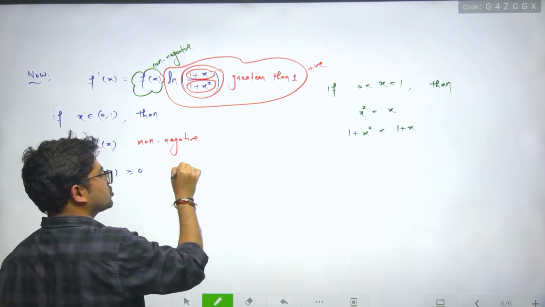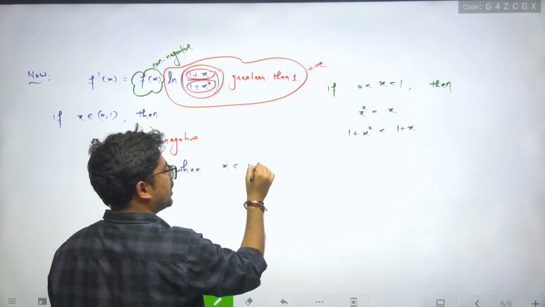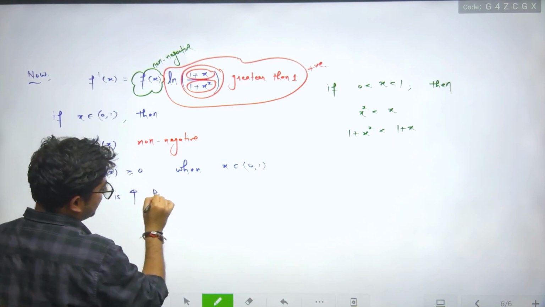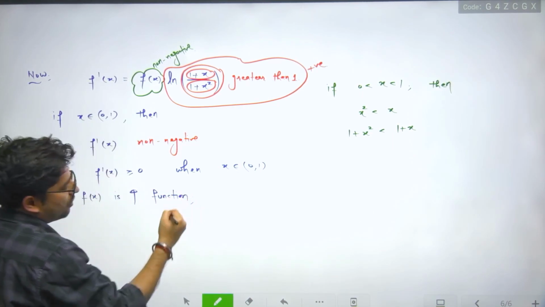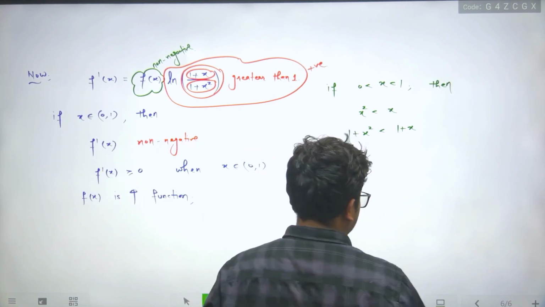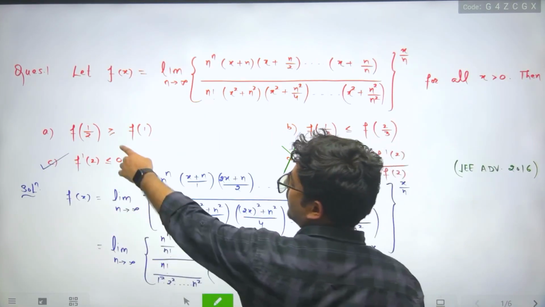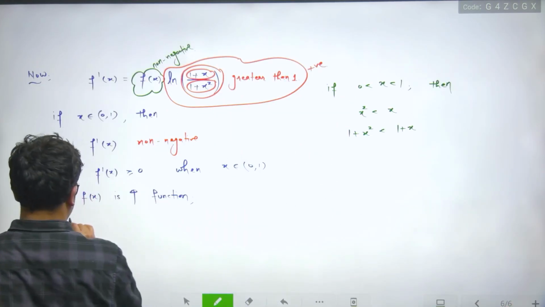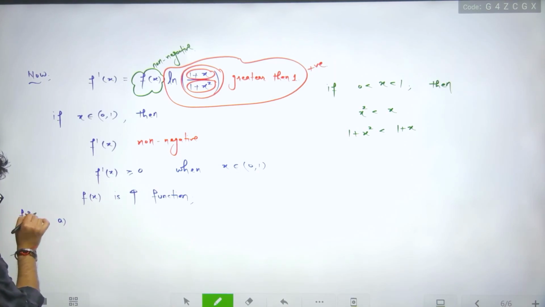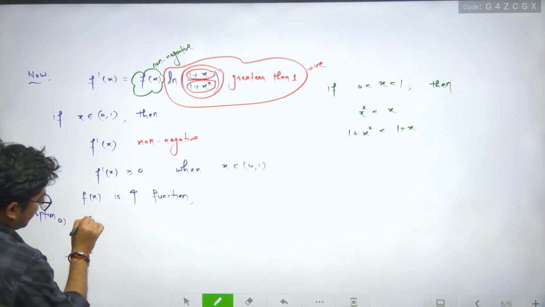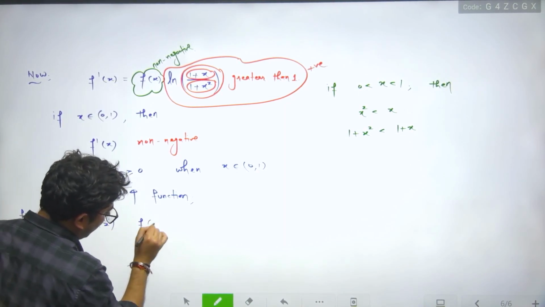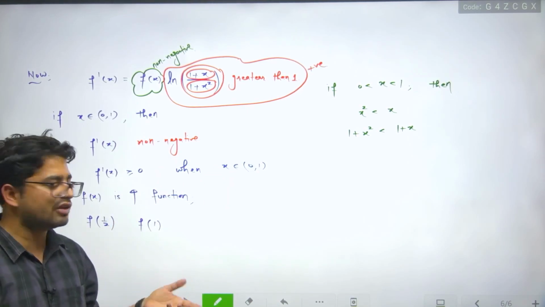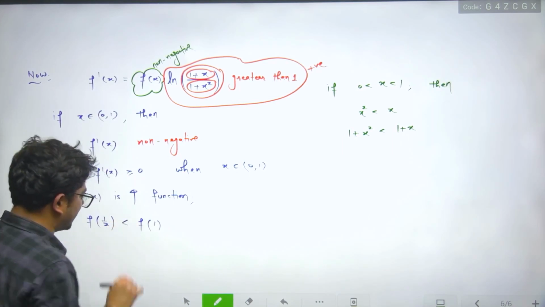Yes, when x belongs to 0 to 1, you can say fx is an increasing function. Now let's check your option A, f half and f1. We know that from 0 to 1 my function is increasing, so the bigger number has the bigger value. 1 is greater than half, so f1 is greater than f half.